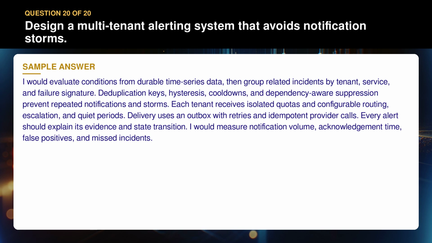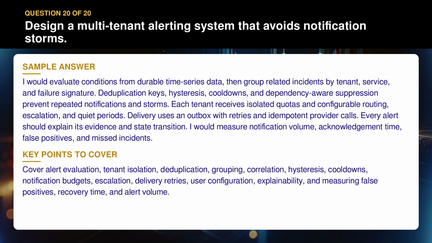Delivery uses an outbox with retries and idempotent provider calls. Every alert should explain its evidence and state transition. I would measure notification volume, acknowledgement time, false positives, and missed incidents. Cover alert evaluation, tenant isolation, deduplication, grouping, correlation, hysteresis, cooldowns, notification budgets, escalation, delivery retries, user configuration, explainability, and measuring false positives, recovery time, and alert volume.